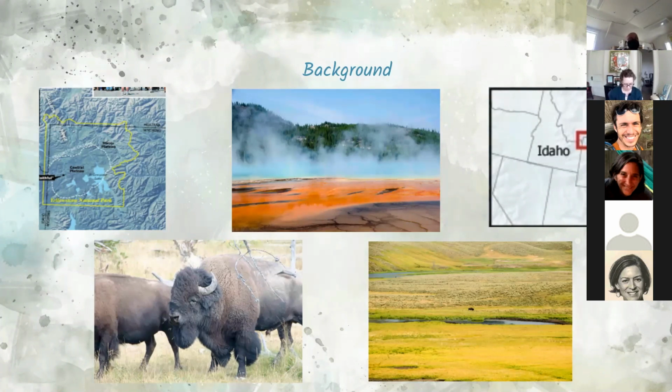Yellowstone is on the border of Wyoming, Idaho, and Montana, as you can see in the map. And Yellowstone is formed by a series of volcanic eruptions. So the park is made of a volcano, which we will hear more about later.